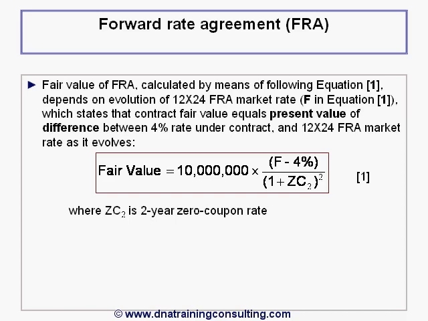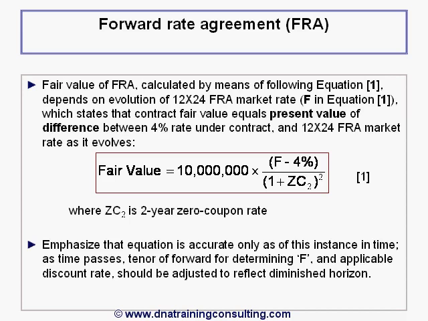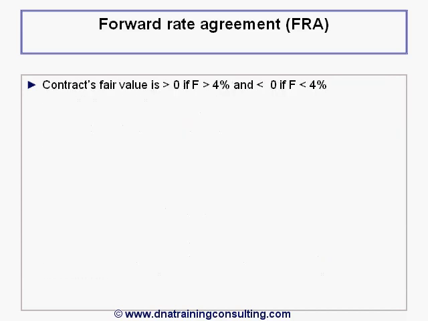We should emphasize that this equation is accurate only as of this exact instance in time, and that as time passes, the tenor of the forward for determining F and the applicable discount rate should in principle be adjusted to reflect the diminished horizon. The contract's fair value is seen to be positive if F exceeds 4% and negative if F falls below 4%.